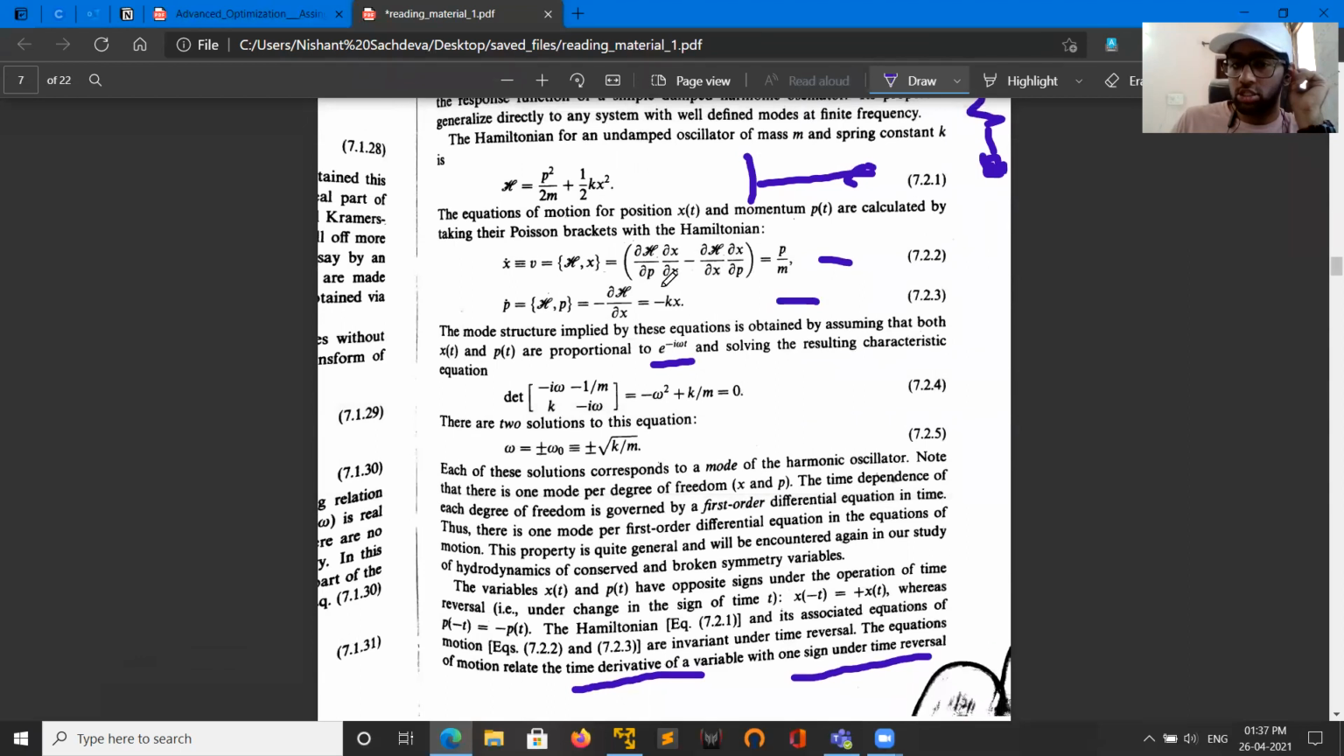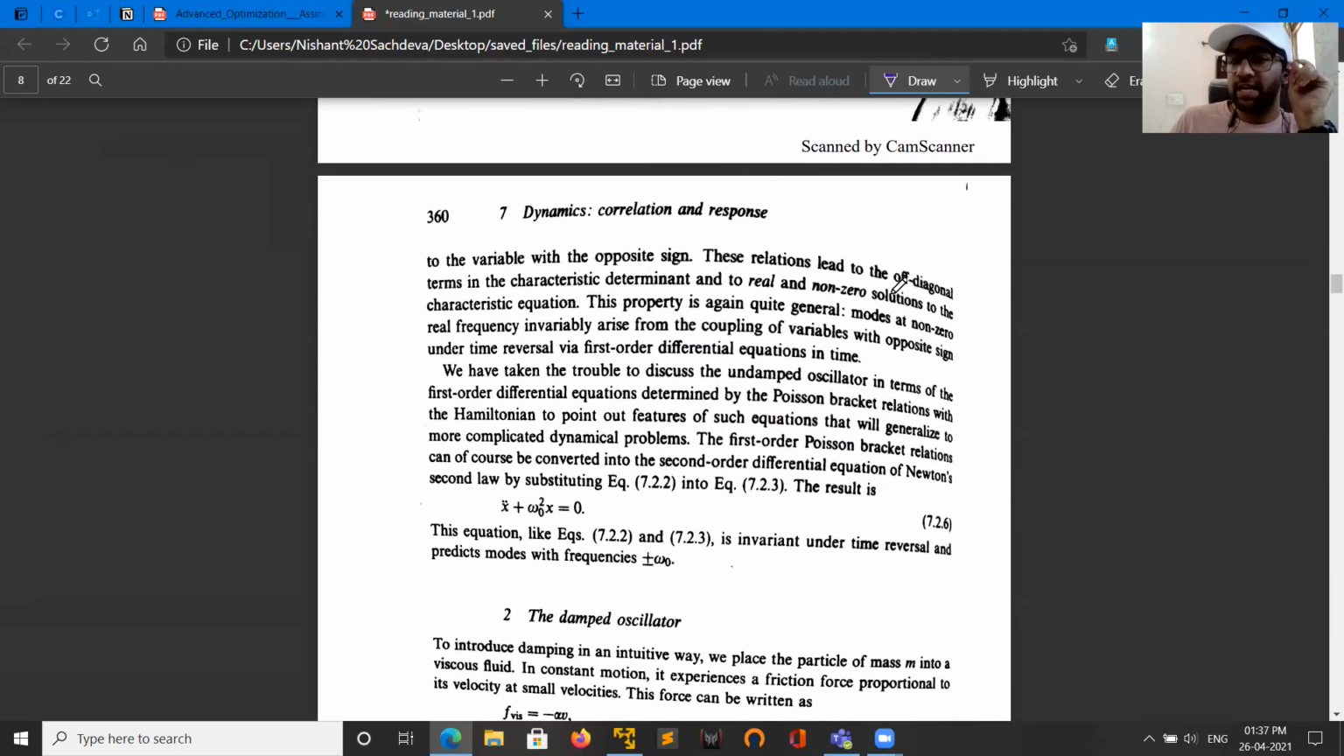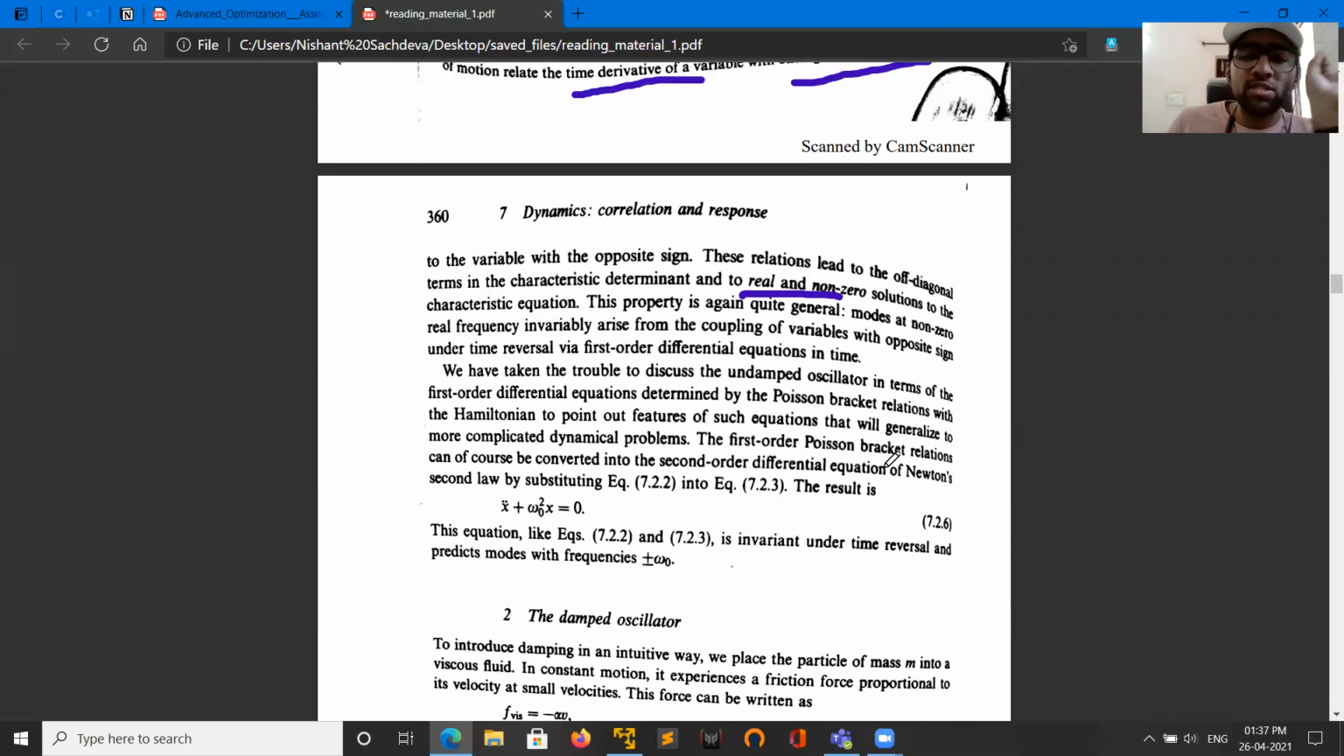These relations lead to the off-diagonal terms in the characteristic determinant and to real and non-zero solutions to the characteristic equations. This property basically is quite general. Modes at non-zero real frequency invariably arise from the coupling of variables with opposite sign under time reversal via first order differential equations in time.